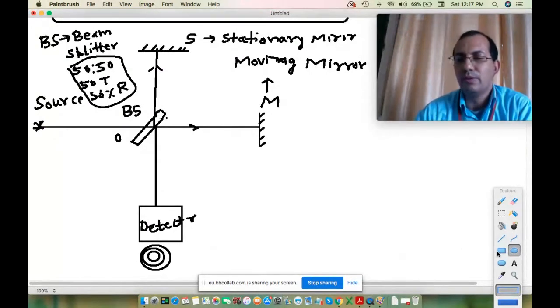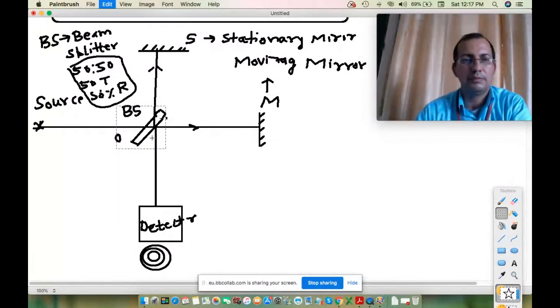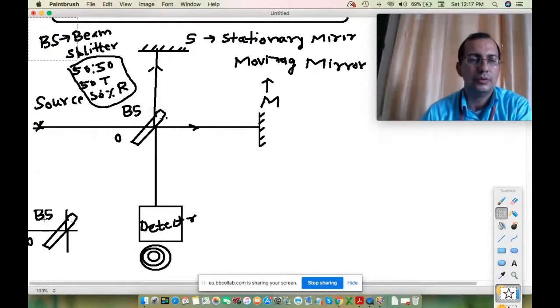And in most of the cases, in some of the labs, you will also see an additional beam splitter like this. So let's see, what I'm doing is that a similar kind of beam splitter which you have here, I'm copying this one and pasting. So this one.